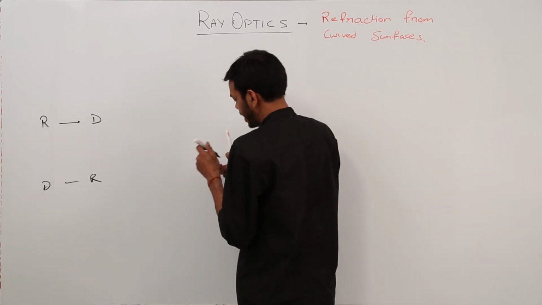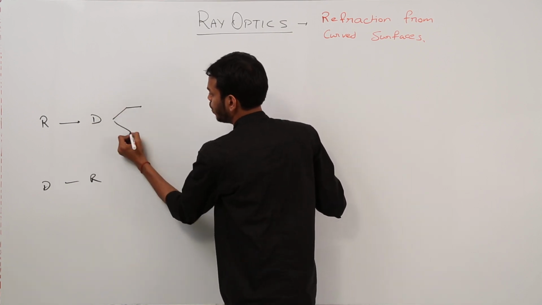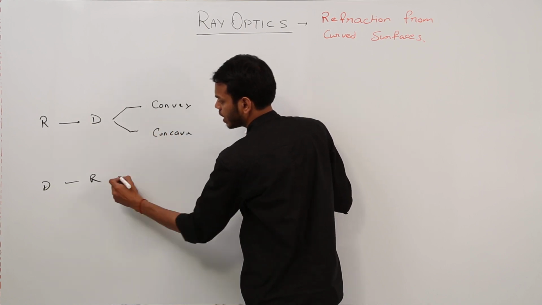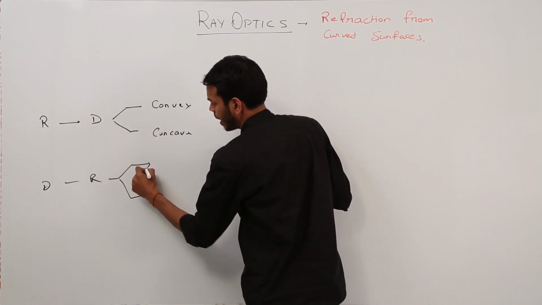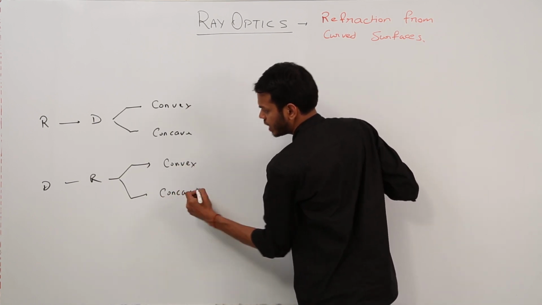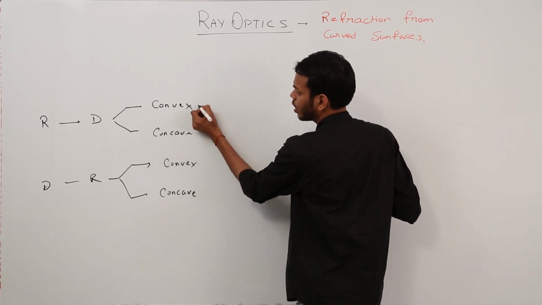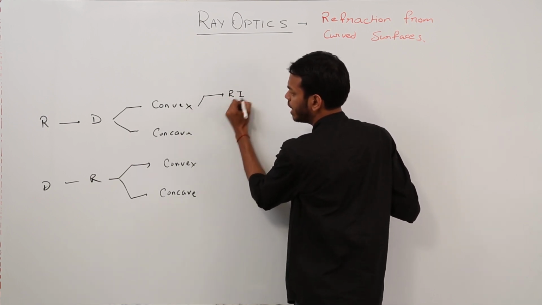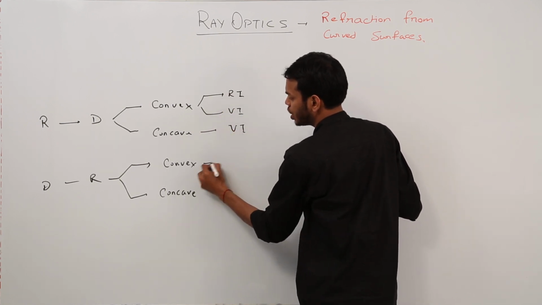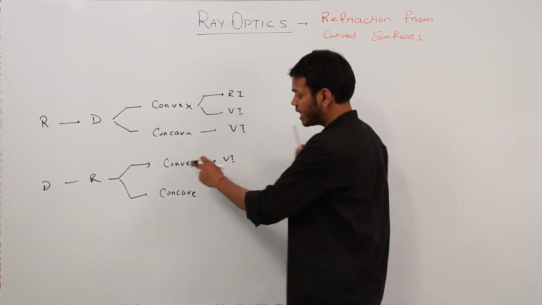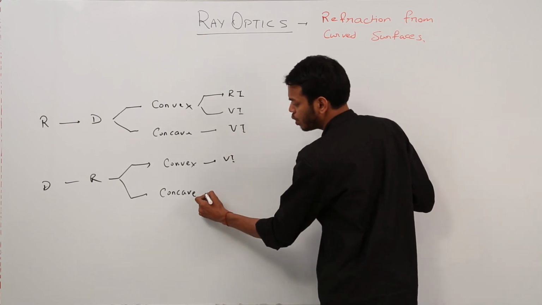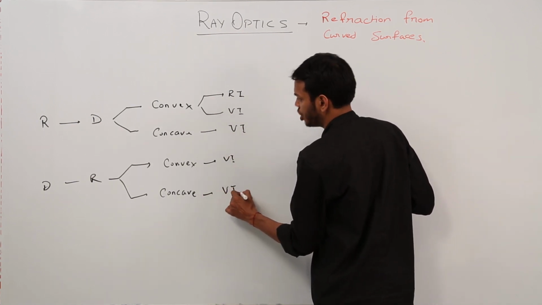Even in this case, it is further classified into convex and concave surface, both ways. This is convex and concave surface, and here convex further gives you either real image or virtual image, but here this is virtual image. Basically this convex can also give you real image depending on the position of the object, but in your syllabus books, only virtual image is mentioned.